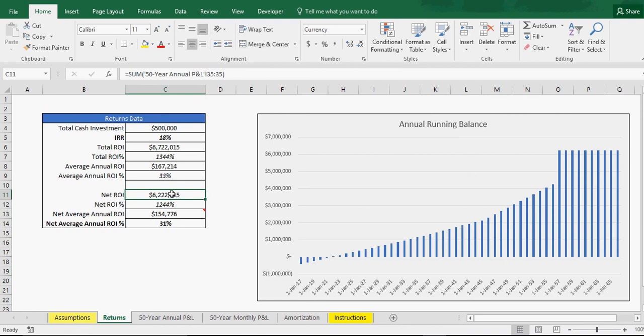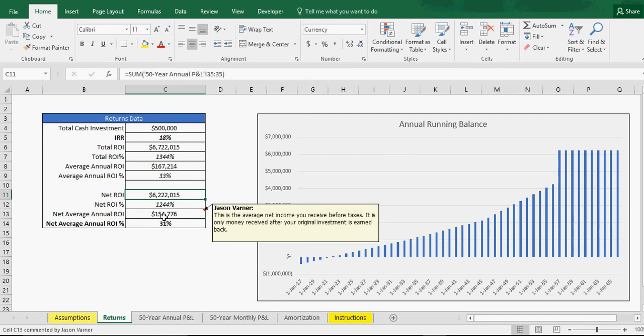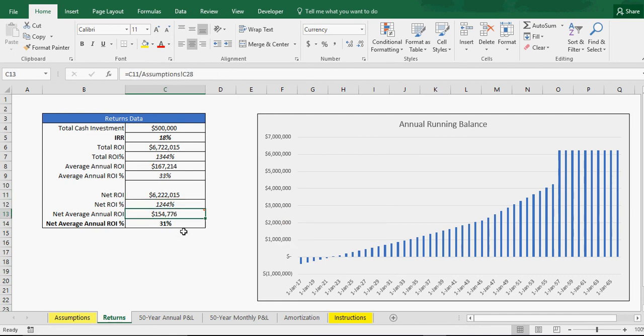Now here's your net return on investment. So this is a little bit less. Basically, it's exactly $500,000 less because it's taking into account your initial cash outlay. So you've got $6 million. That's still 1,200%. Annually, you're making a profit of $154,000, and that's saying you've already paid back this. So it's 31% annually, a return on your cash.